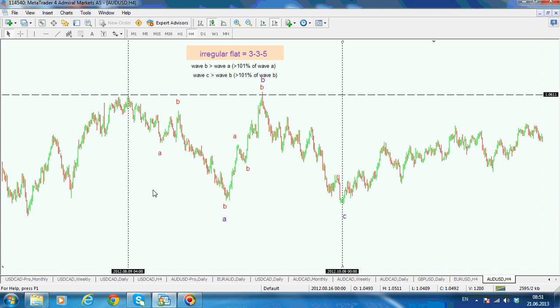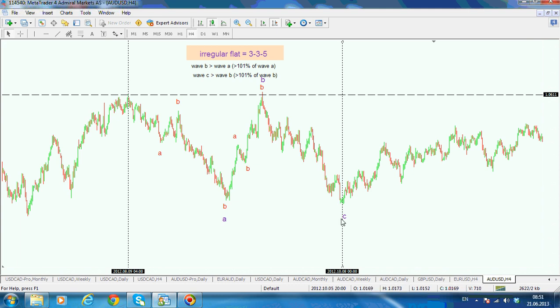Now, this is why these irregular flats are tricky, because if you are looking, for example, as an impulse, and you label this one as being the third wave and this being the fourth wave, you have a new high, okay, and then the price only comes to make a marginal new low before bouncing into new territory. So that is tricky as well. And in an irregular flat that has a structure of 3, 3, 5, then you are looking for a 5-wave structure for the C wave.